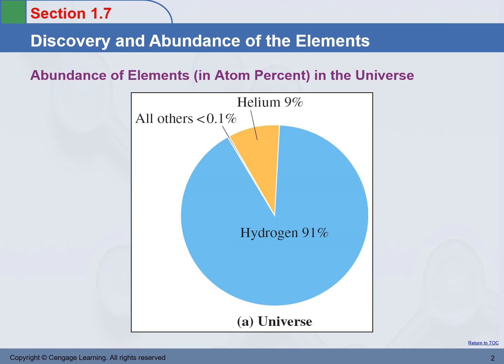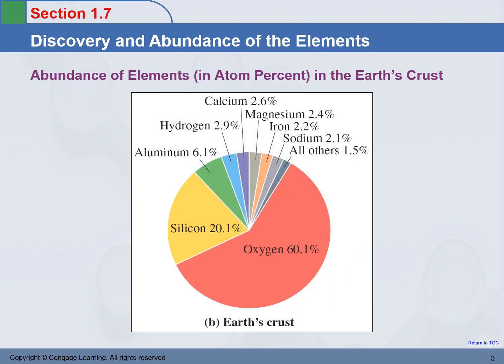Abundance of elements in terms of atom percentage in the universe, as we can see, 91% of all the atoms are hydrogen atoms. Abundance in the Earth's crust: 60% of atoms are oxygen atoms. Silicon takes about 20%, and all the others take about another 20%.